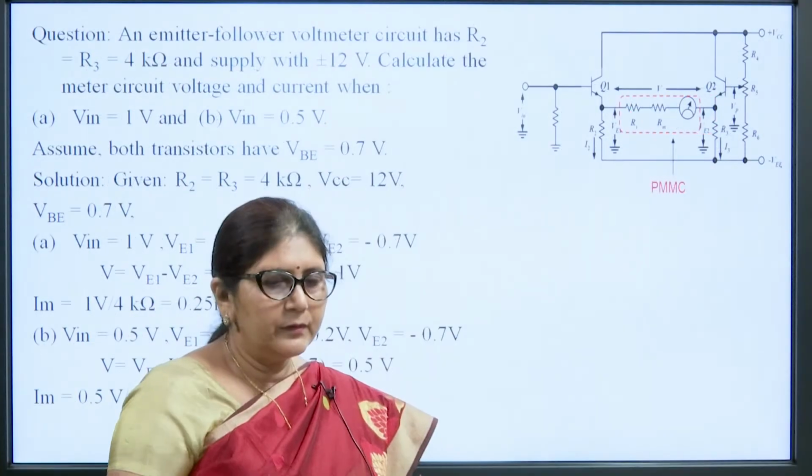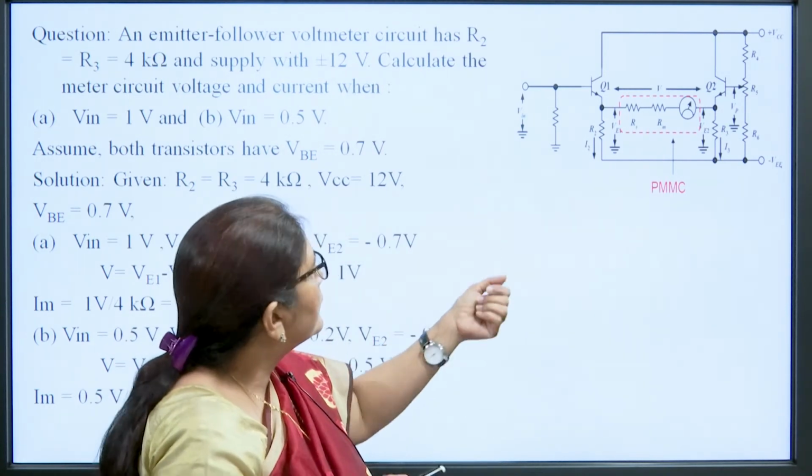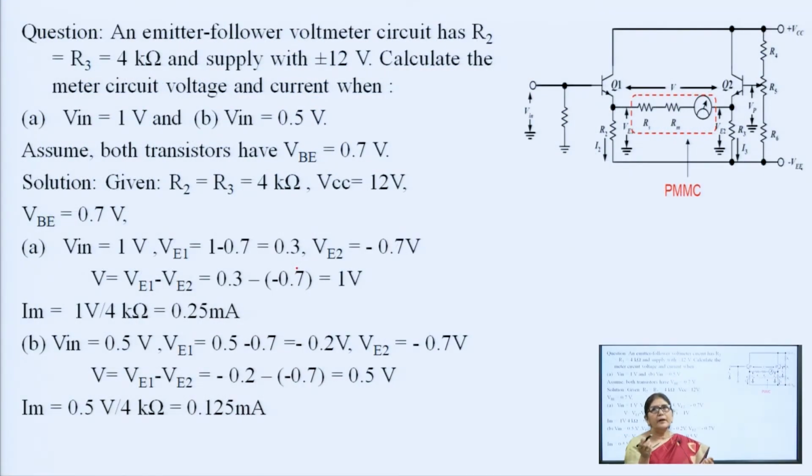We can also see this from an example. This is a circuit where R2 is equal to R3 is equal to 4 kilo ohm, and the supply is plus minus 12 volt. Calculate the meter current when V input is 1 volt and V input is 0.5 volt. We know that the voltage drop across base to emitter is 0.7 volt. When V input is 1 volt, VE1 will be 1 minus 0.7 volt, that is 0.3 volt, and VE2 is minus 0.7 volt, as I have already told you. Then V is equal to VE1 minus VE2, that is 0.3 minus minus 0.7, that is 1 volt.